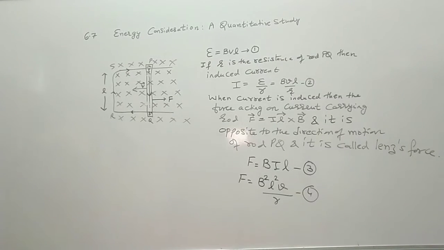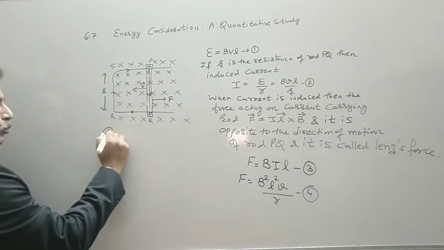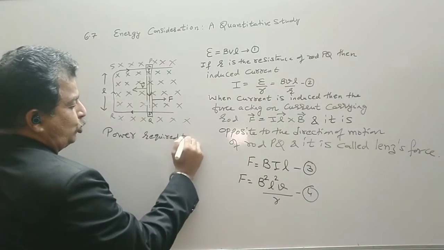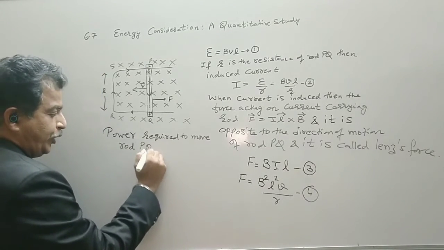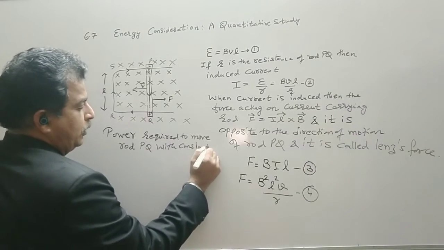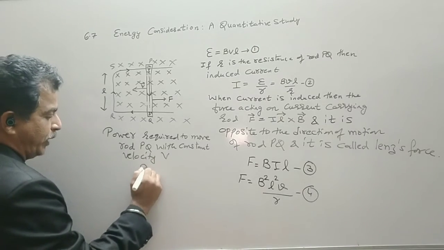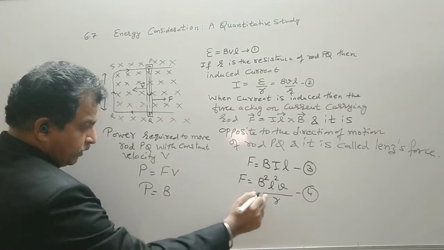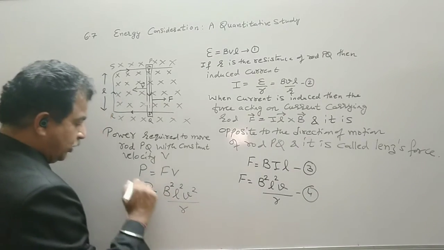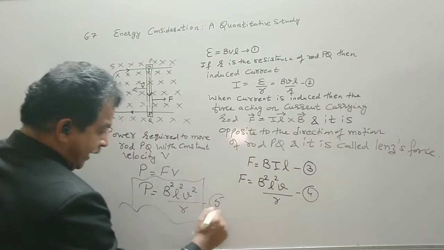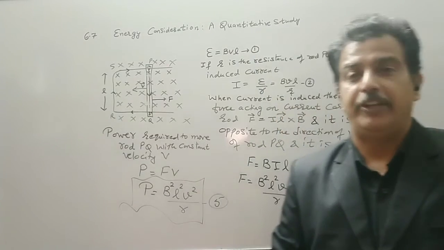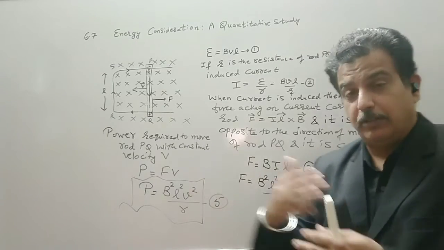So now I will write how much power is required to do the work. Power means energy per unit time, or work upon time. So the power required to move rod PQ with constant velocity V is power equal to F into V. That is the formula for power. Substituting this F, the power required by us is B squared L squared V squared upon R. If you have this much power, only then will you be able to move this rod in the magnetic field. So this is the power we have to spend.